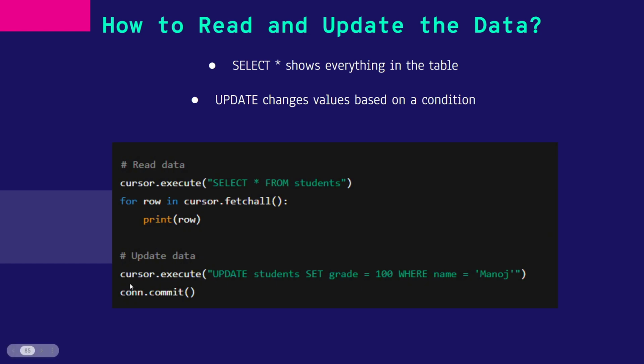And to update the data, you do cursor.execute UPDATE students SET grade equals 100 WHERE name equals a given name. So basically you can manually update a table where something meets a certain condition and you want to change the values. You can just use the update statement, which does all this. And don't forget connection variable.commit to commit all your changes.